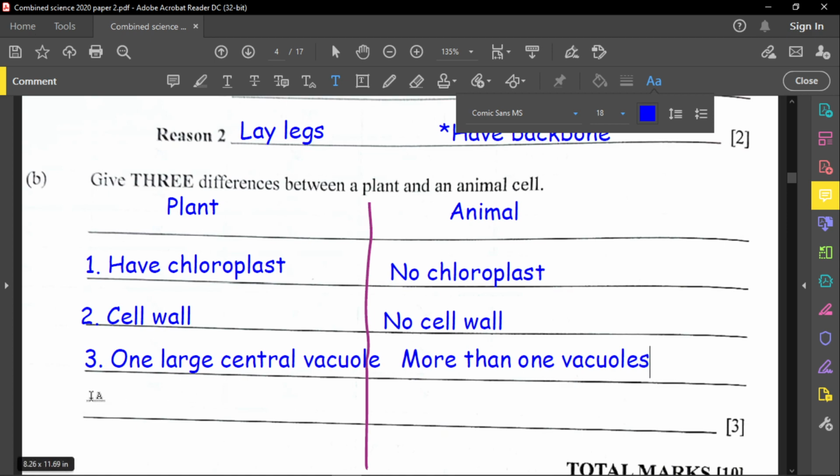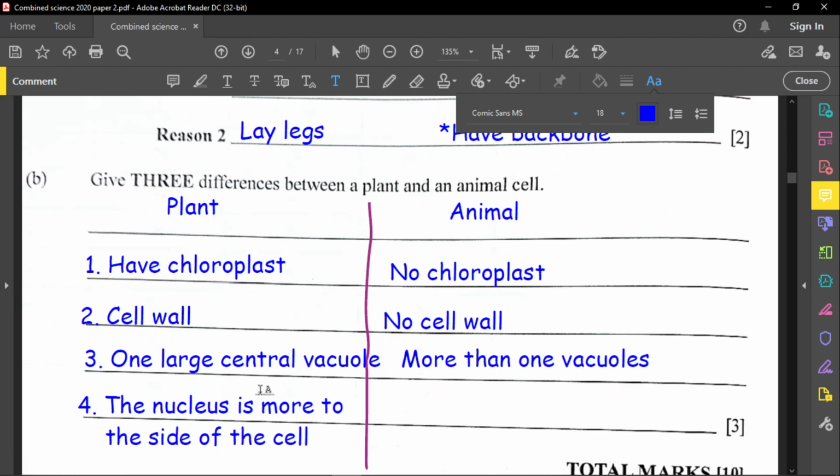All right, great. And we can also have more differences too, because we can talk about, for example, the shape. All right, we can talk about shapes. But let's talk about the nucleus, just to add one more there. The nucleus for the plant cell is more to the side of the cell. While in animal cells, the nucleuses tend to be centrally located.